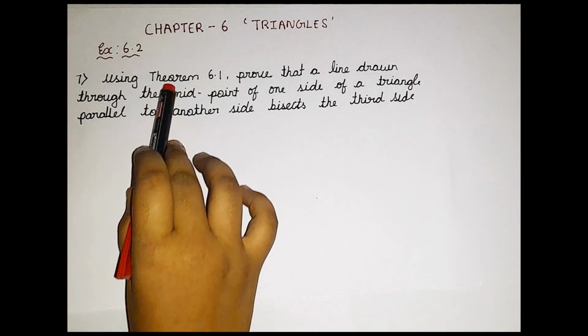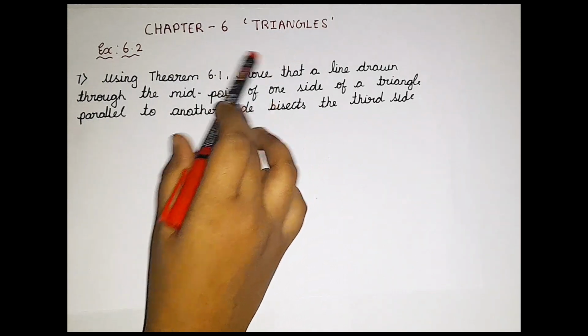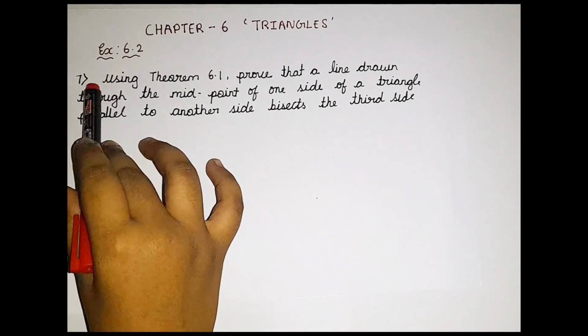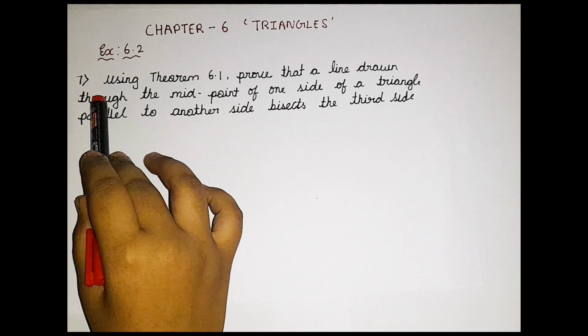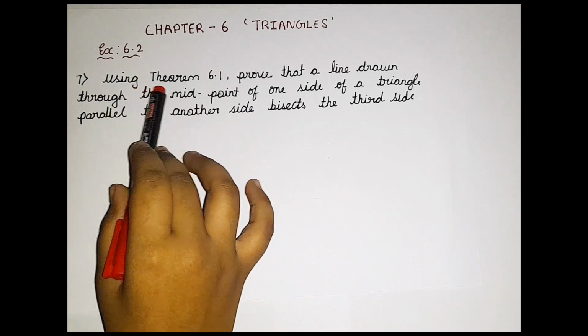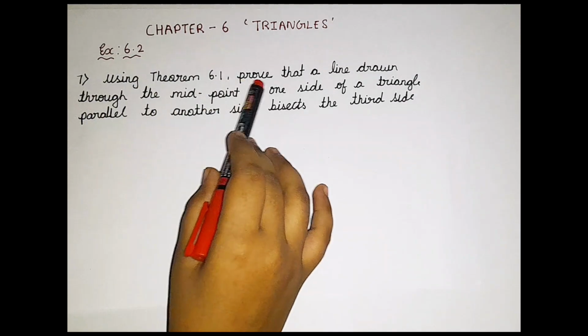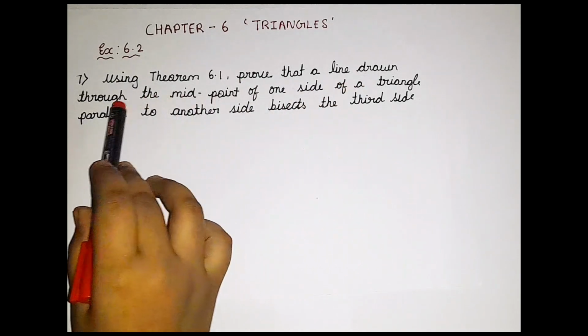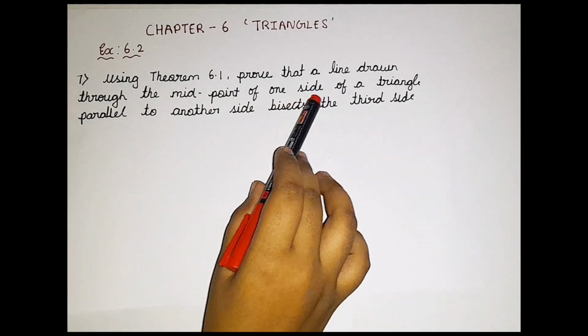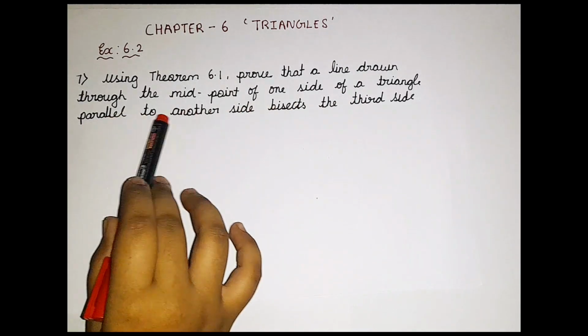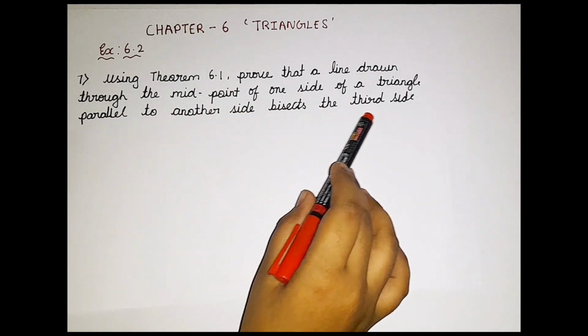Today we are going to be learning Chapter 6 Triangles, Exercise 6.2, 7th question. Okay, now let's read the question. Using Theorem 6.1, prove that a line drawn through the midpoint of one side of a triangle parallel to another side bisects the third side.